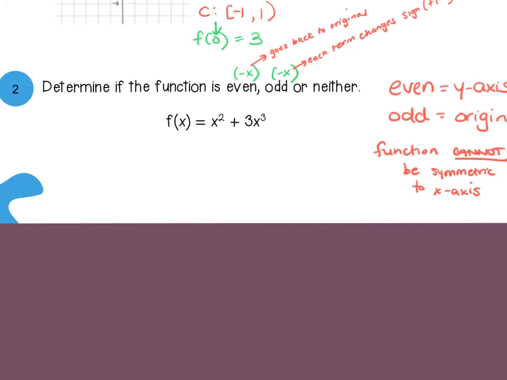All right, so if I look at that, determine if the function is even, odd, or neither, then I'm going to plug in a negative x. So I'm going to do negative x squared plus 3 times negative x to the third. What happens to negative x squared? It becomes positive x squared. What happens to negative x to the third? It stays negative. And then I have a negative x to the third times 3, so I get minus 3x to the third.